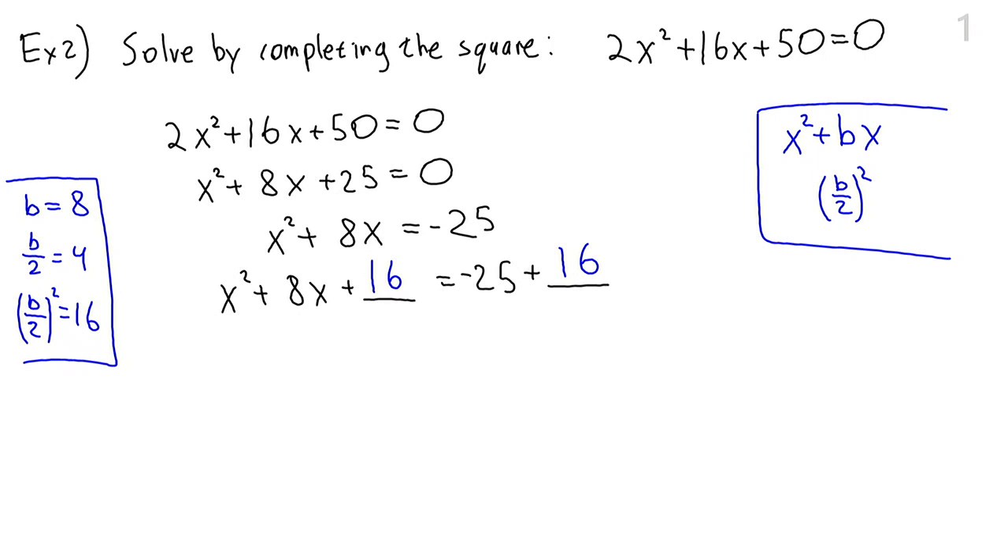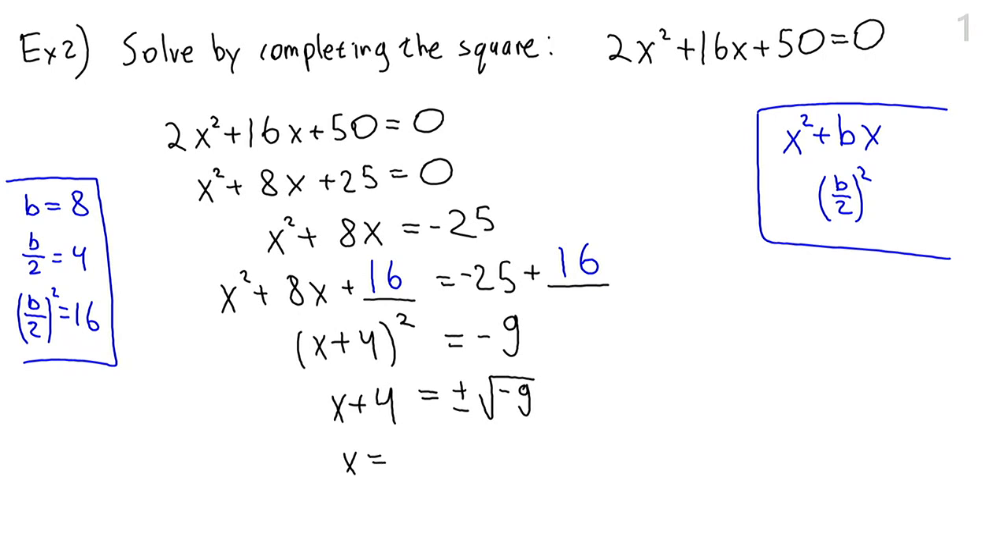Okay, so on the left-hand side, we now have a perfect square. x plus 4 squared is x squared plus 8x plus 16. And on this side, we add the constants: negative 25 plus 16 is negative 9. Now we have manipulated our equation and we're able to use the square root property. So now we have x plus 4 equals plus or minus radical negative 9. That's going to be a complex number, which we can simplify.